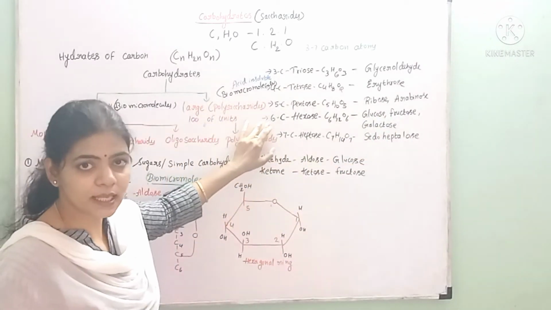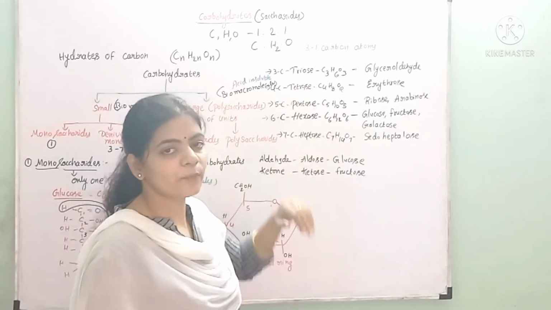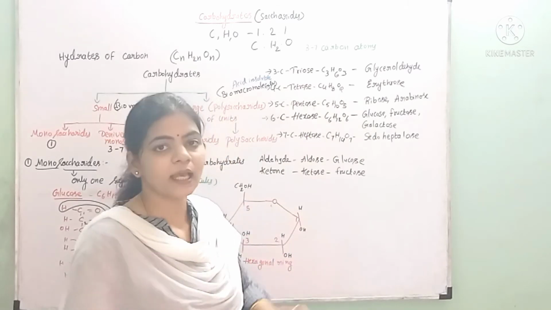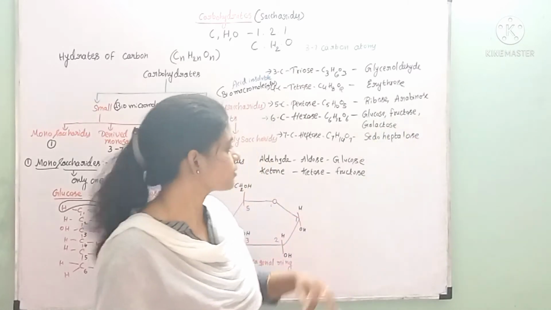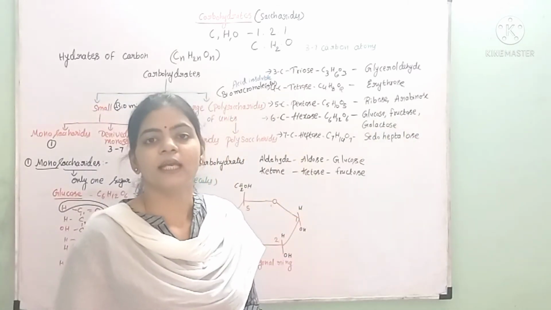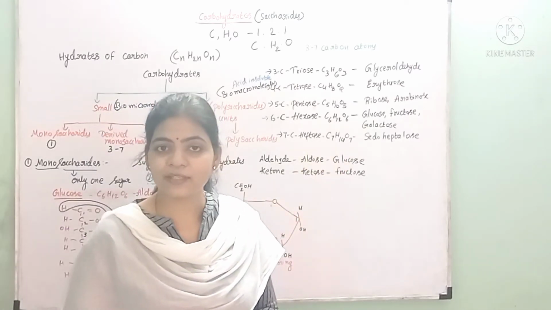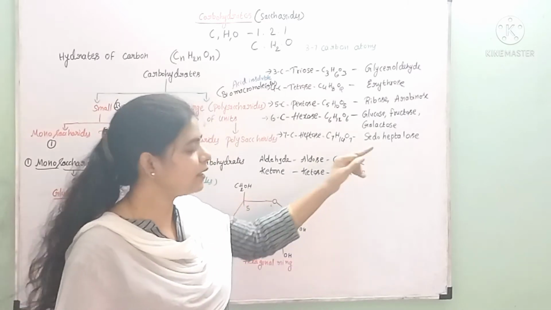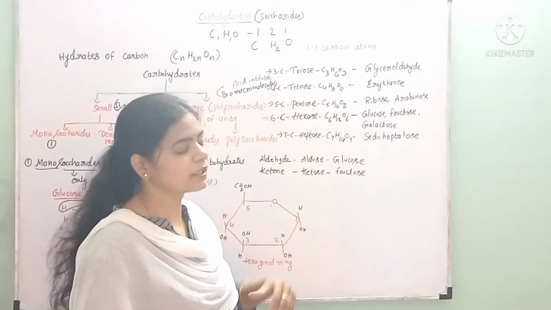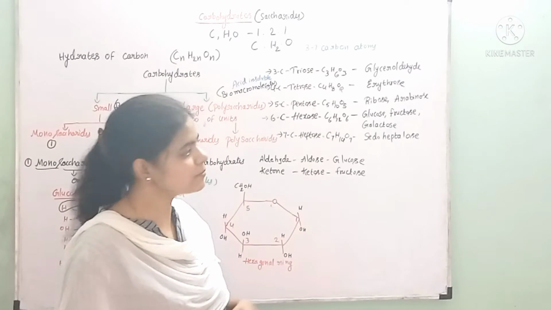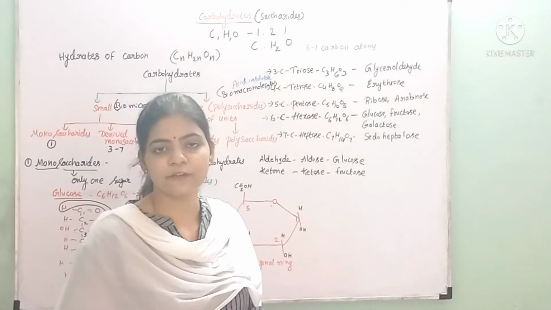If it has 6 carbons, it is called a hexose sugar. Generally, we will study hexose sugar, right? Its formula is C6H12O6. Examples for this hexose sugar are glucose, galactose and fructose. If it has 7 carbons, it is called a heptose sugar, and its formula is C7H14O7. An example is pseudoheptulose. These are the examples of different carbohydrates depending upon the carbon atoms, and the names of these examples are very important.